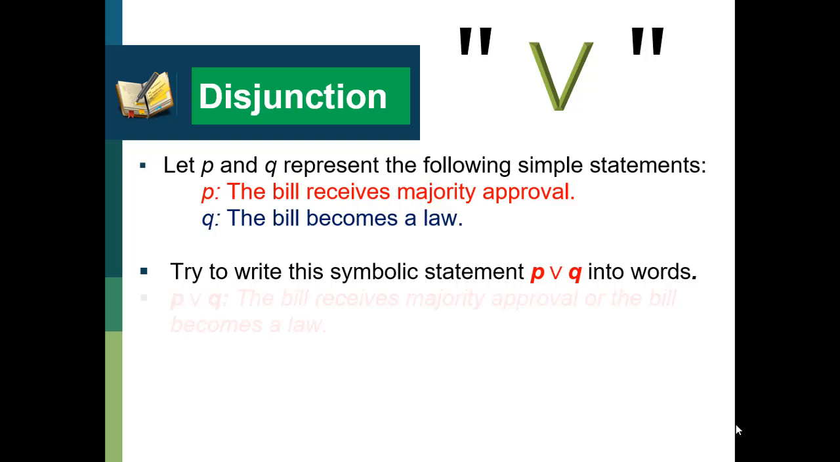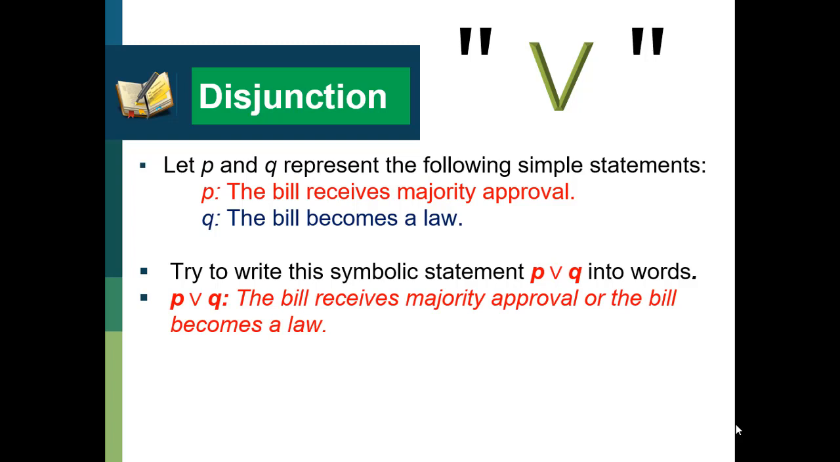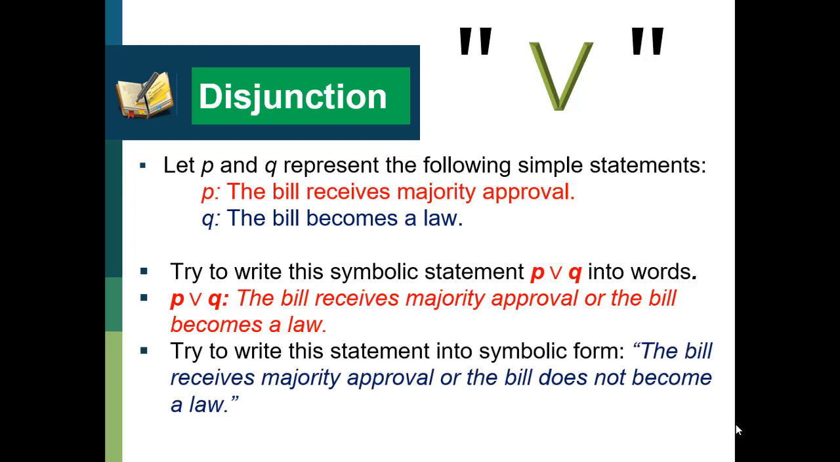This will become: the bill receives majority approval or the bill becomes a law. Did you get it? What about the other one? Try to write this statement into symbolic form. The bill receives majority approval or the bill does not become a law.